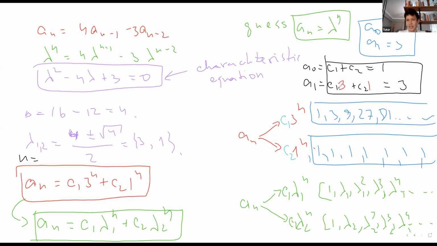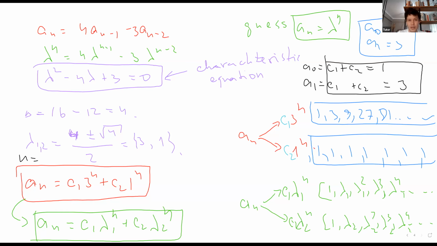C1 plus C2 is 1, and then 3C1 plus C2 is going to be equal to 3, right? This is a system of two equations. It can be solved very easily, right? How would you do it? Well, for example, if you do their difference, this minus this, C2 is going to cancel, right? So then you get 2C1 is equal to 2.